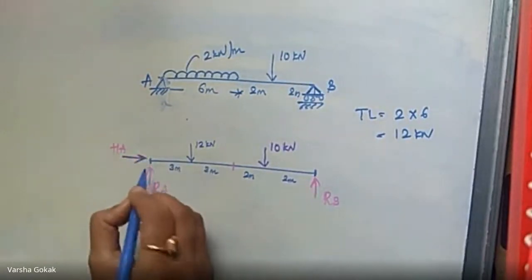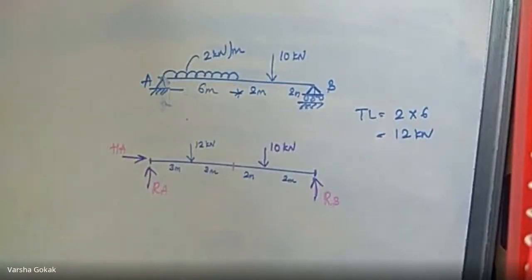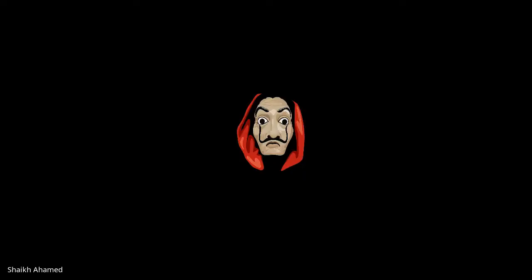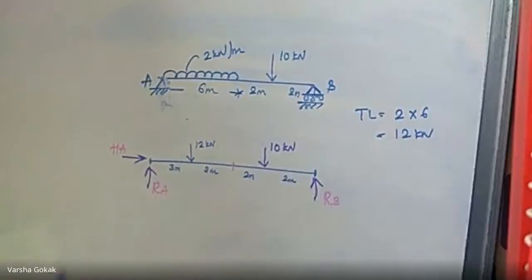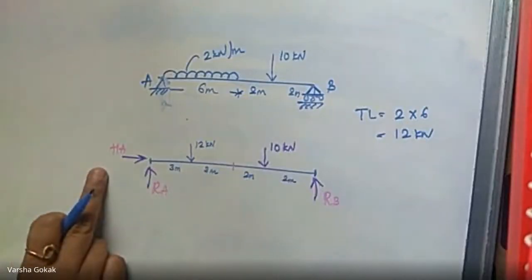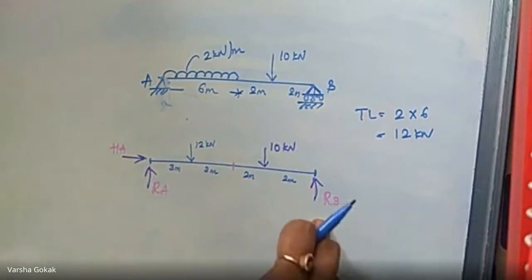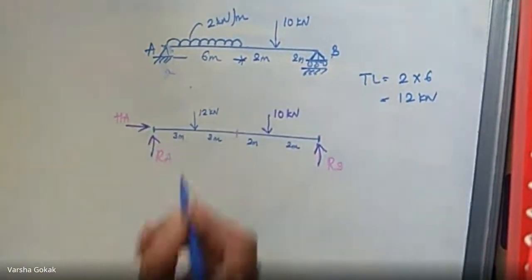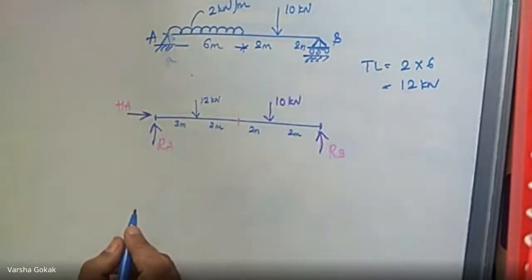Is it right? Yes, ma'am. Okay. Any doubts here? No, ma'am. Okay. Now I want to find the unknown reactions. Which are my unknown reactions? HA, RA, and RB. Now to find these unknown reactions, I have to apply the conditions of equilibrium. Which condition of equilibrium shall we take first?